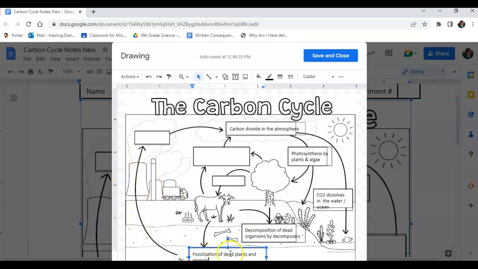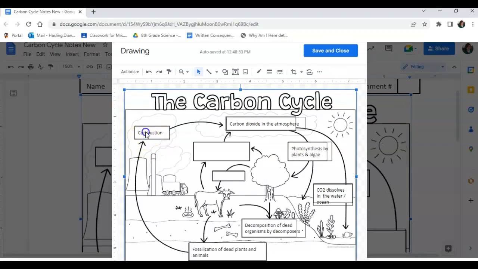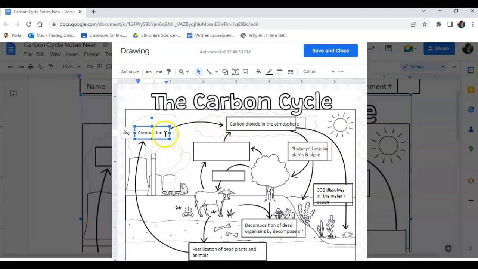The factory is taking a lot of these fossil fuels and burning them. The smoke is going to release the carbon dioxide back into the atmosphere if you're following the pathway here. So it's going to be the combustion of fossil fuels.